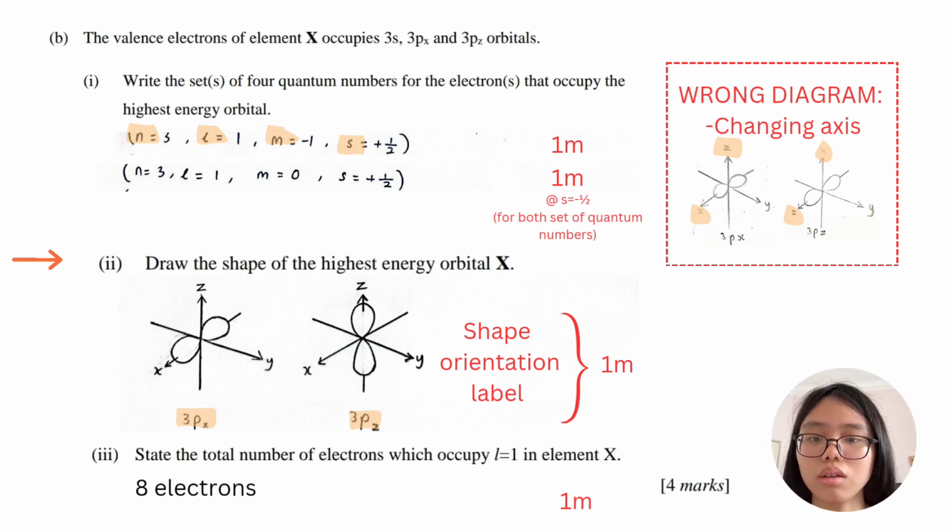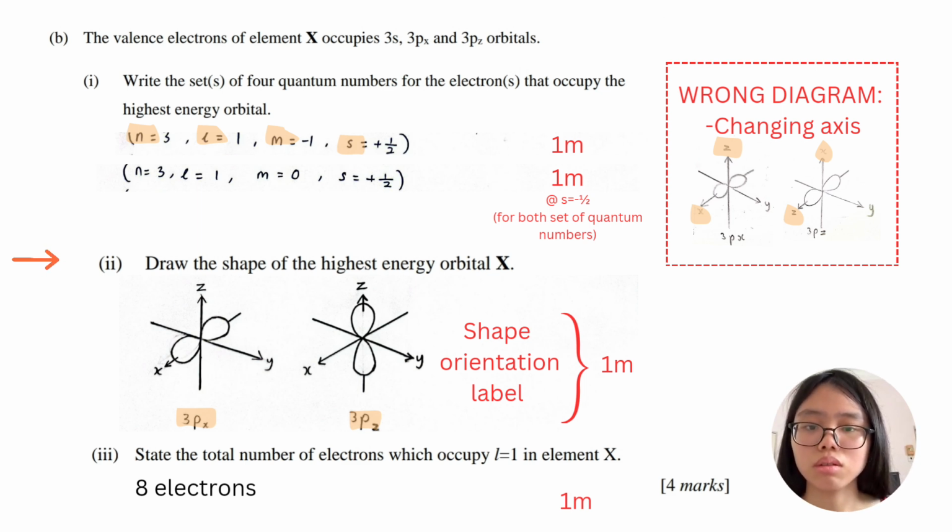For question II, draw the shape of the highest energy orbital of x. The highest energy orbitals are 3px and 3pz orbitals. So you must make sure that you draw your three axes and label them correctly. You draw the dumbbell shape of the p orbital correctly and the orientation of the dumbbell correctly, as well as label your diagram 3px and 3pz orbital.